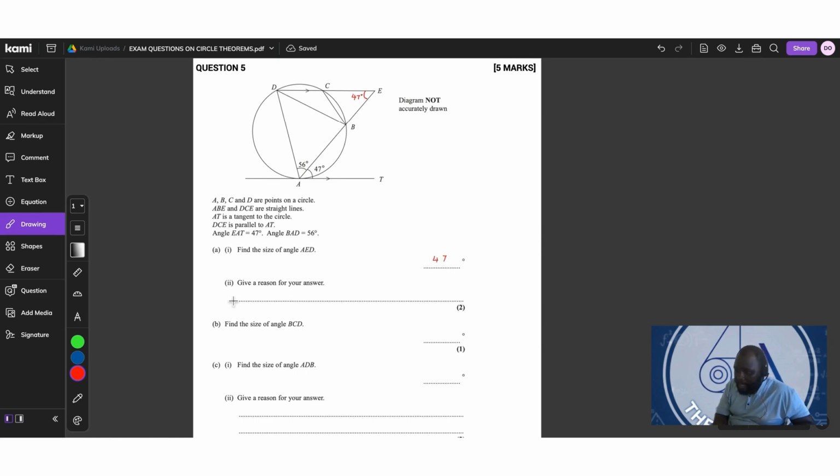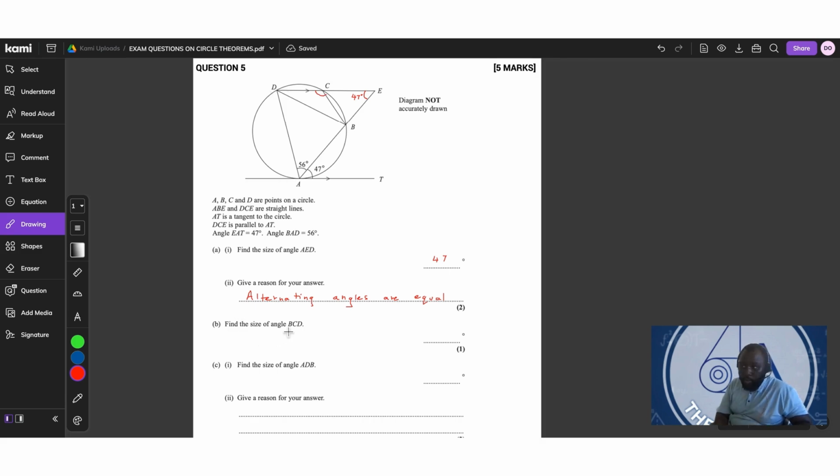And the reason for my answer is that alternating angles are equal. And this is the first time we have stepped away from the real theorems and gone to look at other angle properties to solve. Now find the size of angle BCD. BCD. That is that angle, the angle BCD.